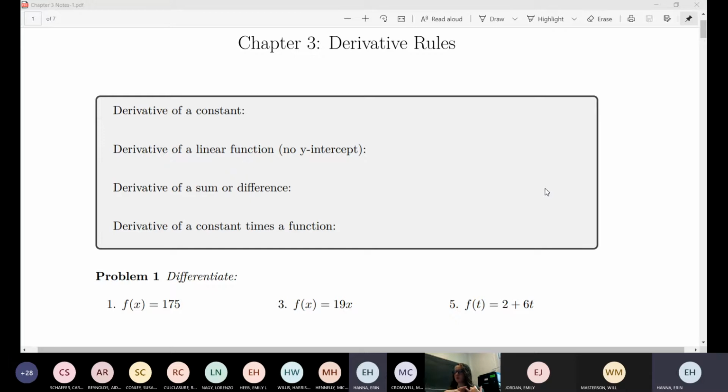Up to this point, we've only been able to estimate the derivative value at a certain point using the instantaneous rate of change with the average rate of change. But now we're actually going to be able to find the full function. And for your homework, it's going to come in two pieces.